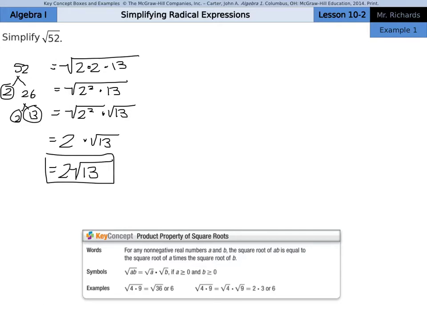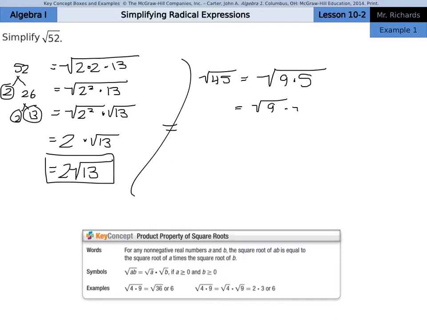Now, what about another one? A little bonus example here: the square root of 45. Let's simplify that. If you can see 45 as the square root of 9 times the square root of 5, you may not need to break it all the way down into prime factors. The square root of 9 is 3, so this simplifies into 3 times the square root of 5.